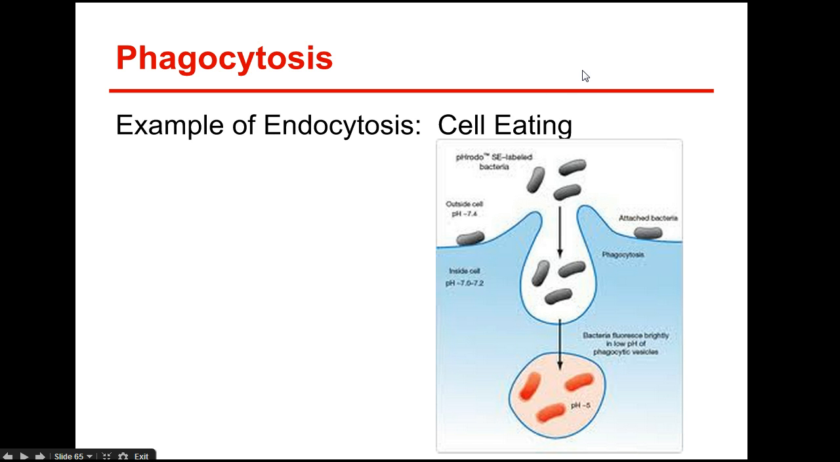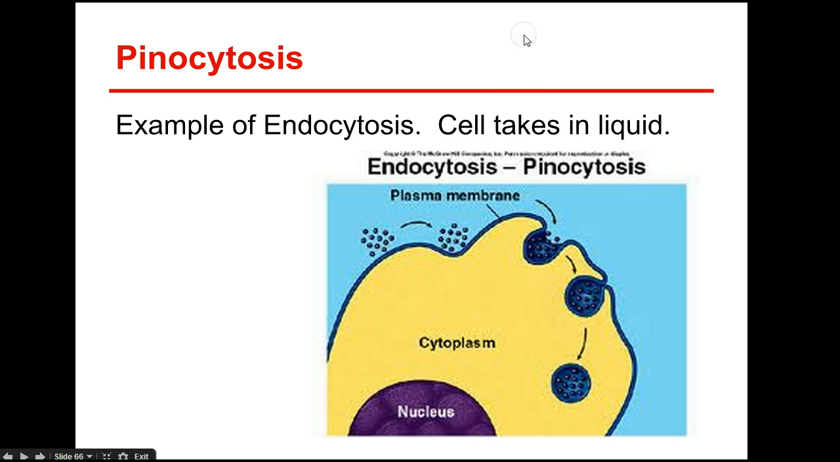Example of endocytosis, taking things in, it's called phagocytosis, and that's a cell taking in solids, or I remember it as a cell eating. Same concept of endocytosis, material comes in, it's wrapped in a vesicle, can then be used by organelles in the cell. Pinocytosis, again, another example of things coming into the cell, or endocytosis. This is a cell taking in liquid.